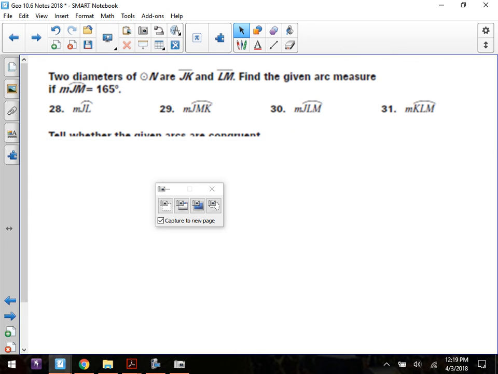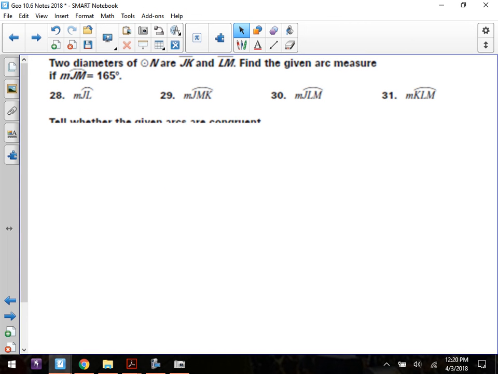It says two diameters of circle N are JK and LM. Find the given arc measures if the measure of arc JM is 165. What is this missing? So what do you think you should do? This is where understanding how to draw diagrams comes into play big time in this unit.